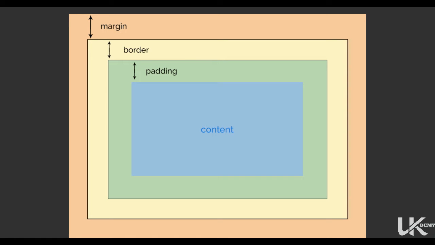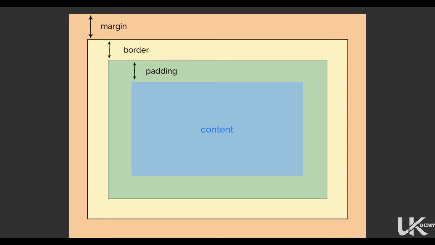In today's video, we will learn about the box model in CSS. All HTML elements can be considered as boxes. The CSS box model can be thought of as a box that wraps around each HTML element. It consists of margins, borders, padding, and the content of the HTML element itself.